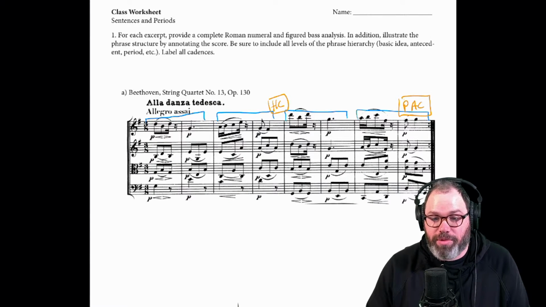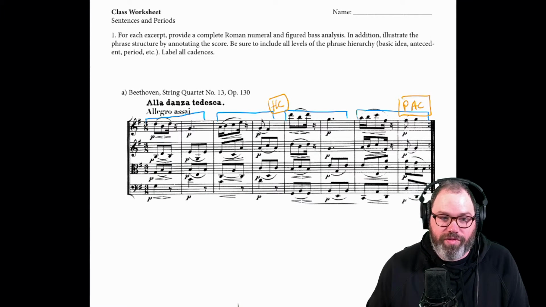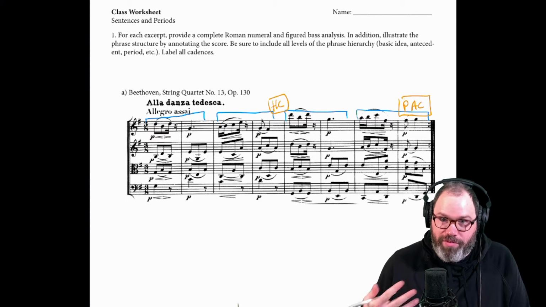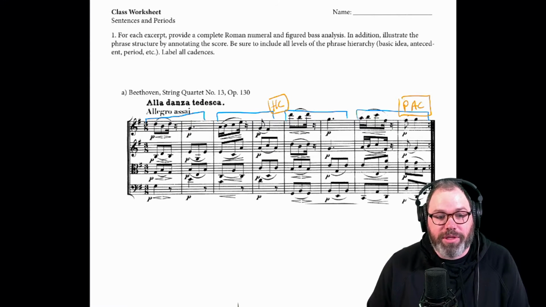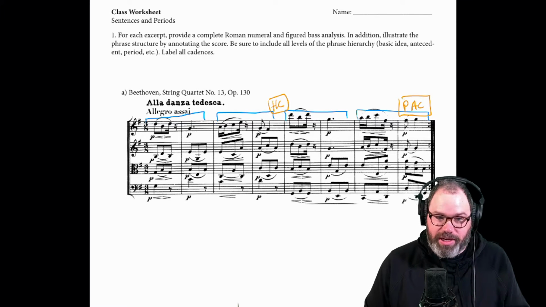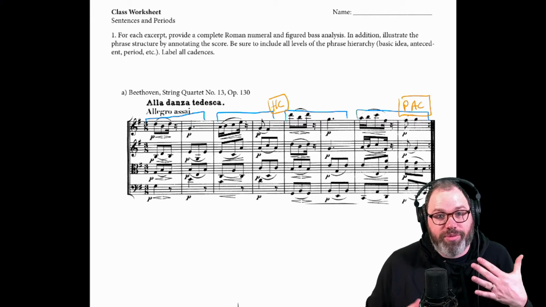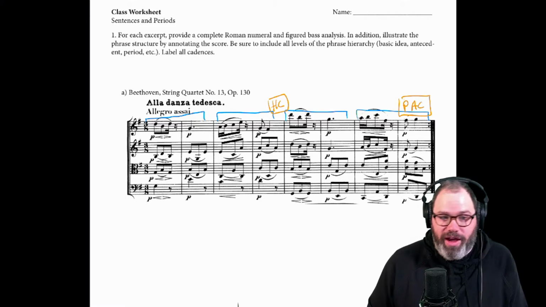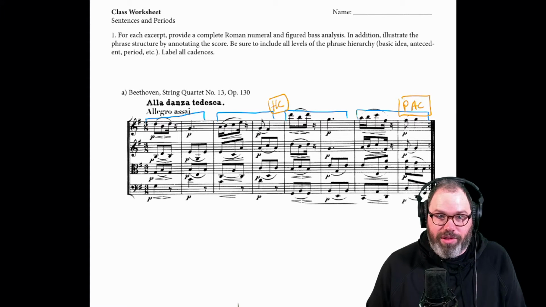So let's keep going now. We've got the cadences, we've got the segmentation down. Let's think now about the formal function of each of these little segments. So do we have basic ideas? Do we have contrasting ideas? Do we have fragments? Do we have cadential functions? What do you think is going on here?